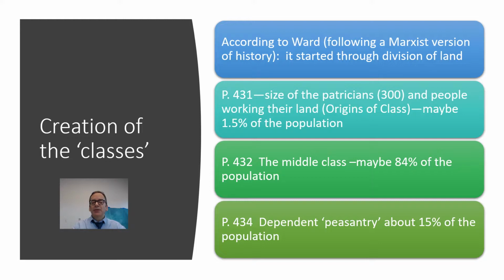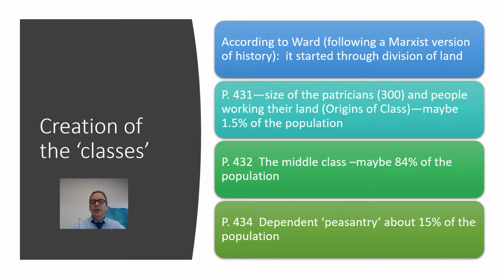I do want to point out, if you're not a history major, or if you're a history major as well, this is really a Marxist version of history, where the production of things and the division of land led to class structure. Anyway, if you look through this article, the author will start breaking down the populations for you.